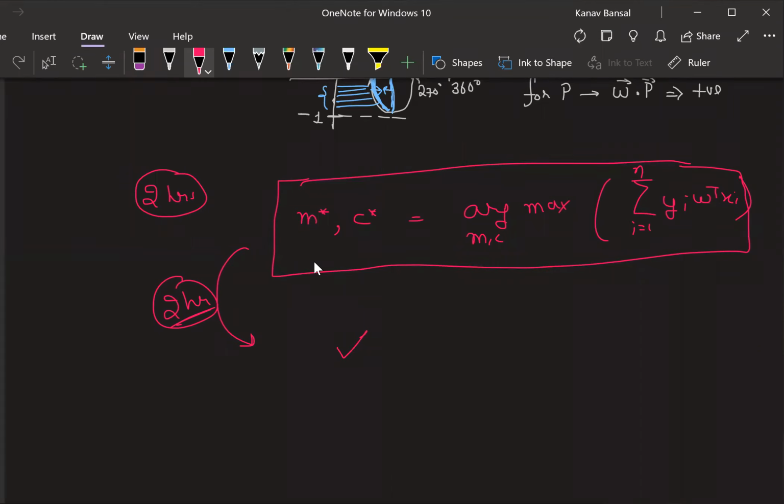Yes, Damini, we can measure the angle from both directions, right? So let's not worry about that. Both are going to give you the same answer. If you want to measure the angle from the right hand side, it is also going to give you the same answer.